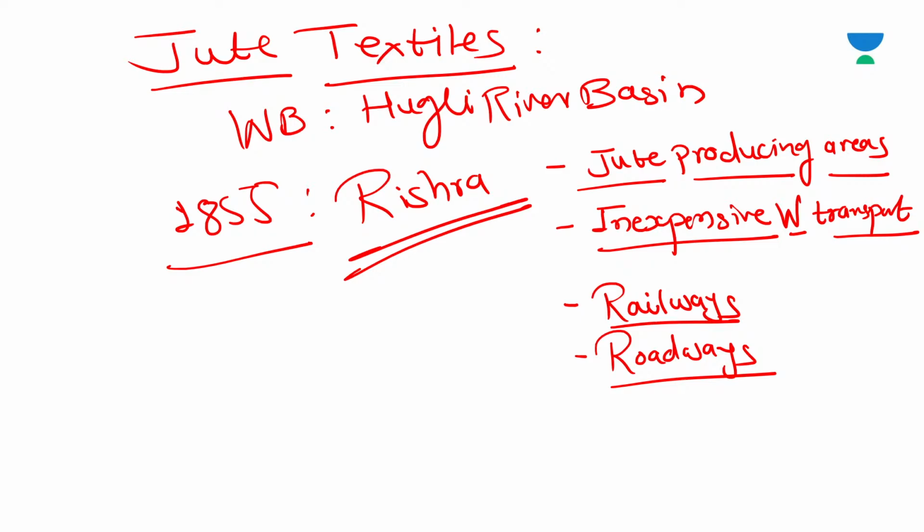Then abundant water for processing raw jute, cheap labor from West Bengal and adjoining states of Bihar, Odisha, and Uttar Pradesh. Calcutta, as a large urban center, provides banking, insurance, and port facilities for export of jute goods.